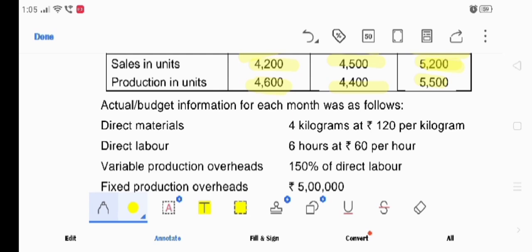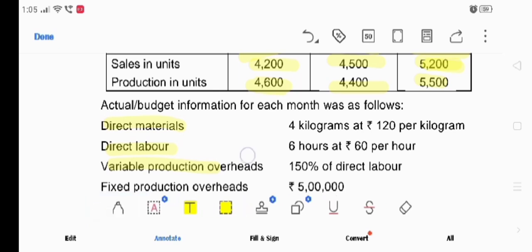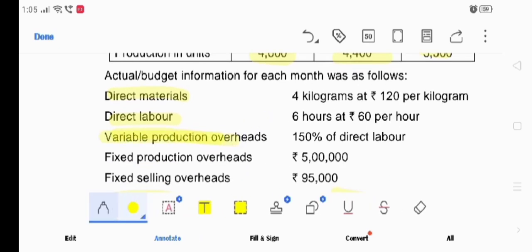Now they have given some information. Actual or budget information for each month was as follows. Direct materials, direct labor, and these are all variable costs only. Variable production overheads, they have given some information, and this variable production overheads is 150% of direct labor. So we need to calculate direct labor first, and then we can get variable production overheads.